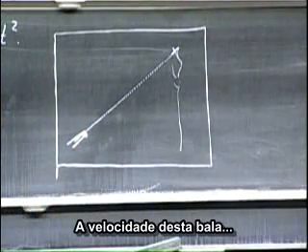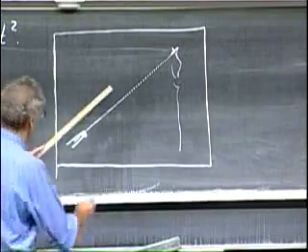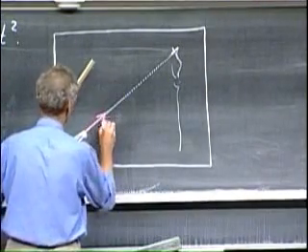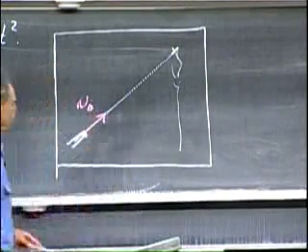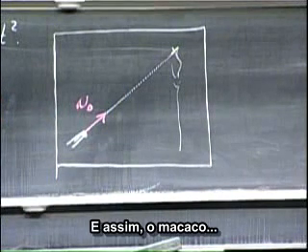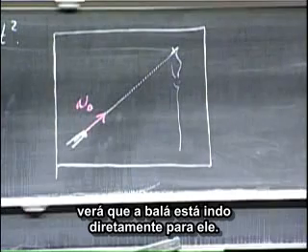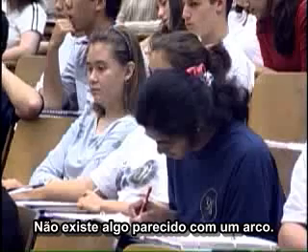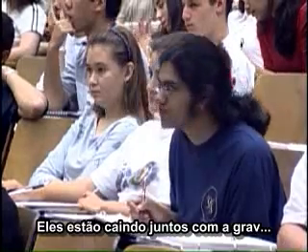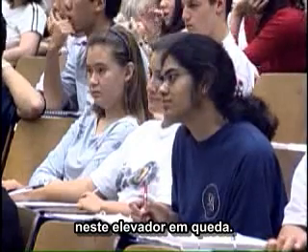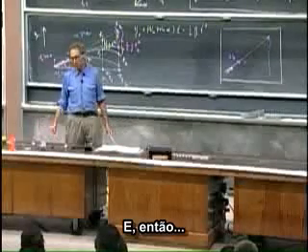The velocity of that bullet is v0. And so the monkey will see that bullet come straight at him. There's no such thing as an arc. They both fall in this falling elevator, and so the bullet comes.